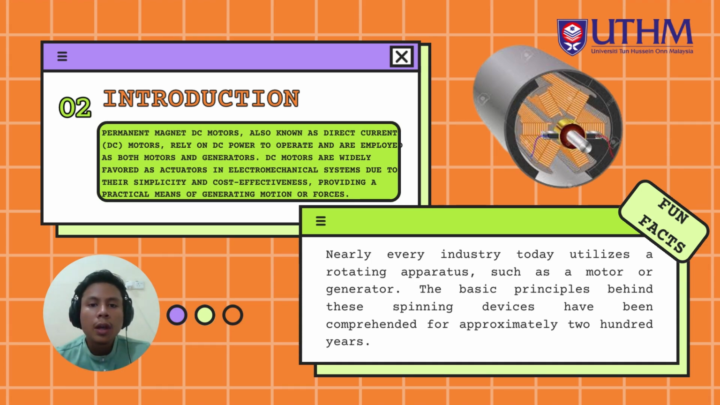It is also known as a direct current motor. It relies on DC power to operate and is employed as both a motor and a generator. It utilizes the electromagnetic principle to generate torque. As the name indicates, this motor uses a permanent magnet to create the magnetic field for operating the DC motor. DC motors are widely favored as actuators in electromechanical systems due to their simplicity and cost effectiveness, providing a practical means of generating motion or forces.